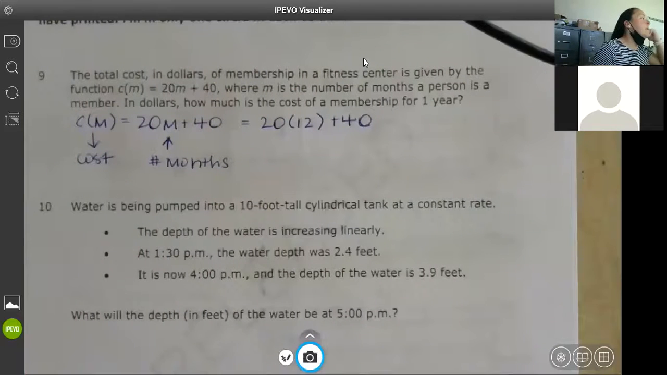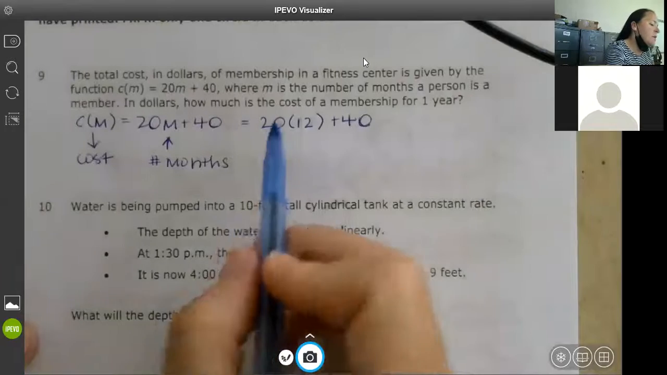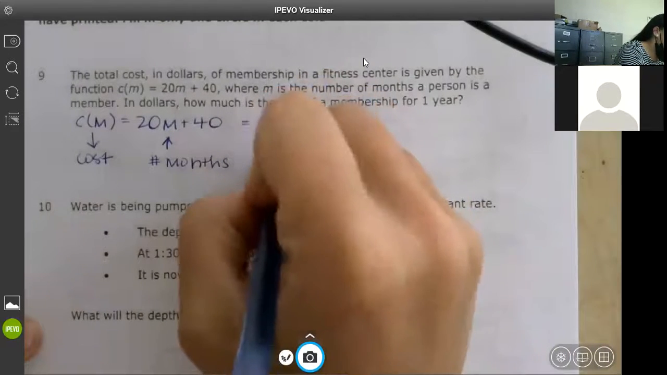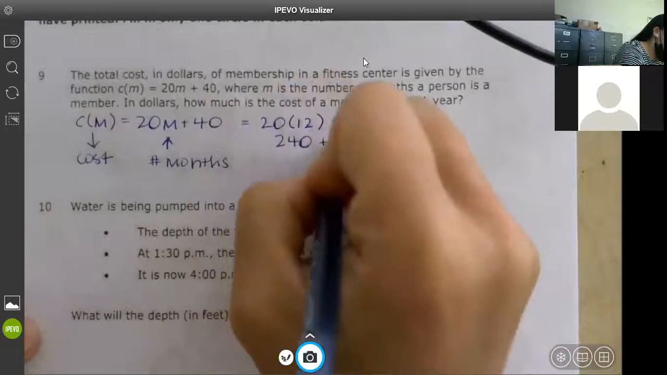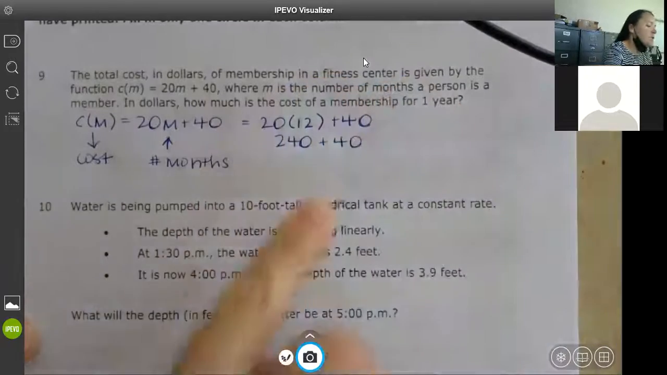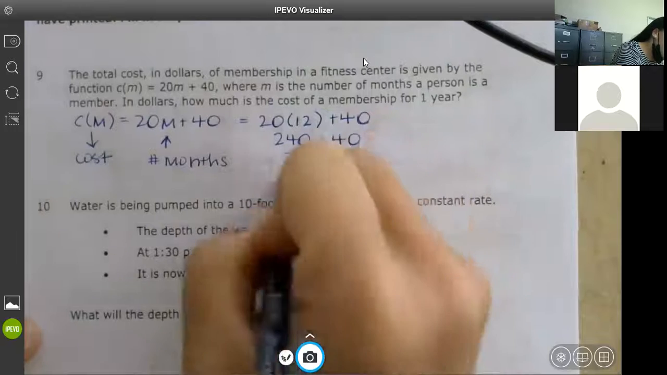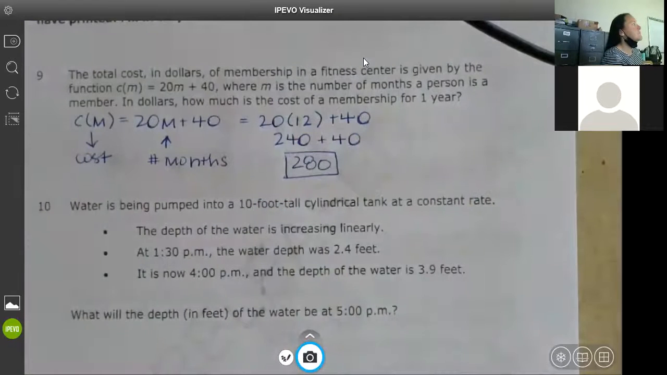Okay. Think mental math, a long time ago. I know my little boy's doing it, so I know you guys have done it. What's 2 times 12? 24 and add a 0. Plus 40. What's 40 plus 40? That's it. Again, not hard questions.